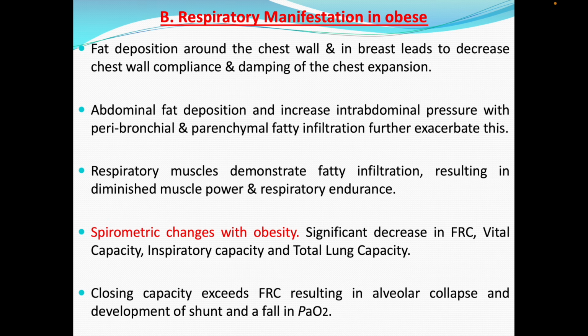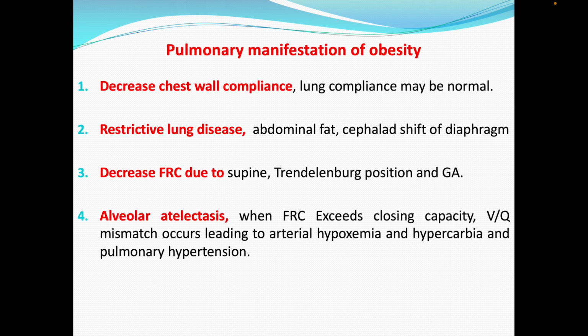Pulmonary manifestation of obesity in the lung. Decreased chest wall compliance, lung compliance may be normal. Lung is normal tissue in these patients. This is a restrictive lung disease. There is a big chest wall. The patient is unable to breathe. Abdominal fat pushes the diaphragm upward.